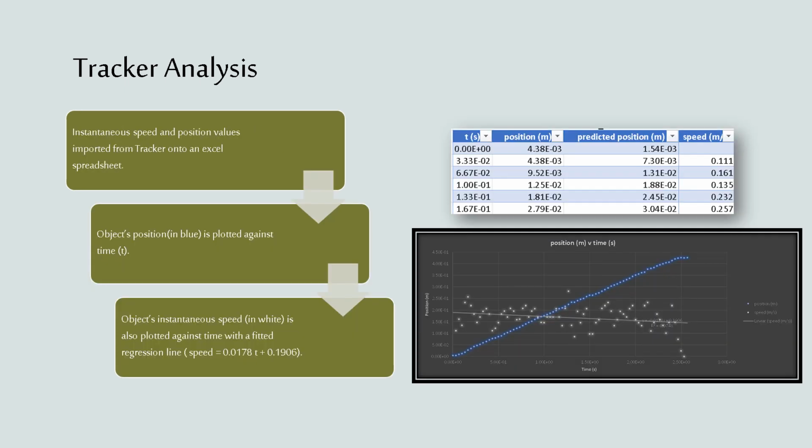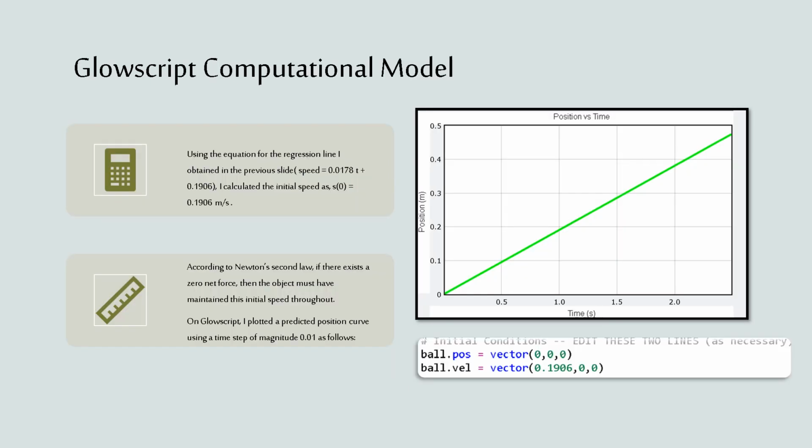More on the Tracker analysis, the instantaneous speed and position values are then imported from Tracker onto an Excel spreadsheet. Then the object's position, which is highlighted in blue, is plotted against time. On the same graph, the object's instantaneous speed in white is also plotted against time, however with a fitted regression line. Now on the GlowScript computational model, using the equation for the regression line I obtained in the previous slide, I calculated the initial speed as 0.1906 meters per second.